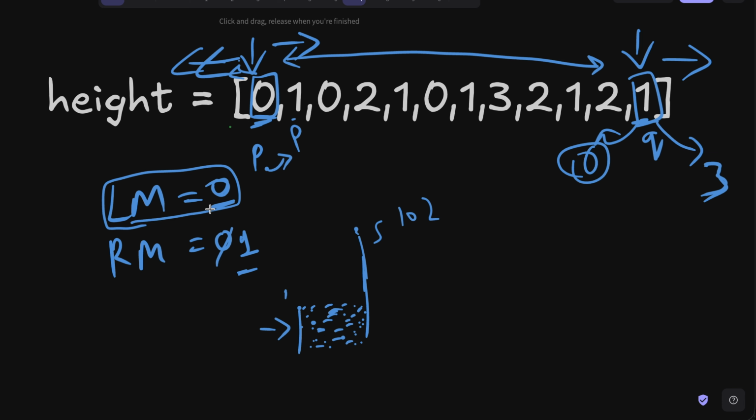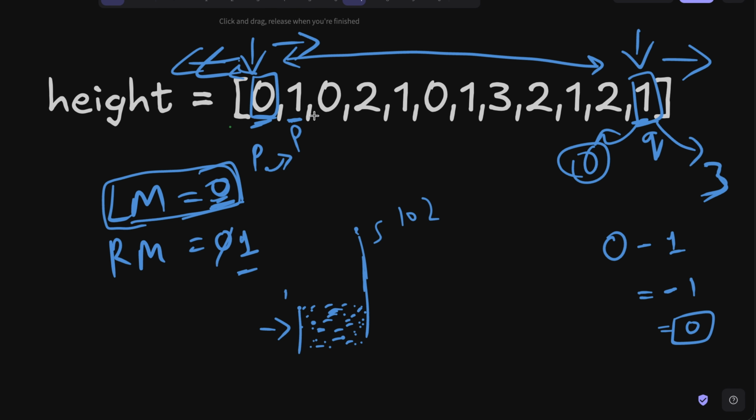And that is why right now we have left max less than the right max, and that is why left max is going to decide what is going to be the amount of water that we can store on this particular position. So it is 0. It means we are going to store 0 minus 1. Okay, so it is going to give us -1. So -1 does not make sense. So whenever we will get negative values, we will simply make them 0. So right now we have 0 water stored on this position.